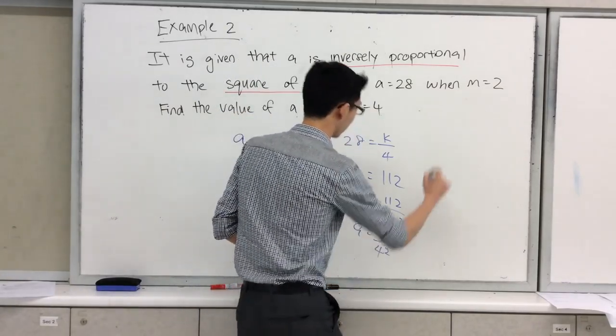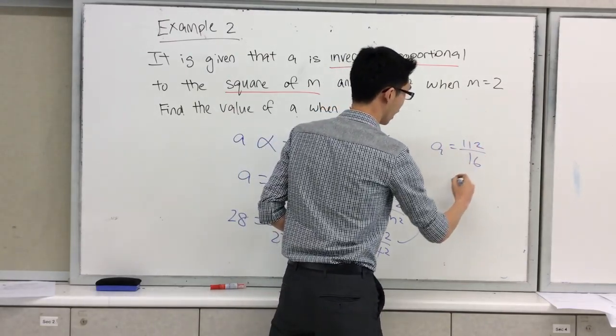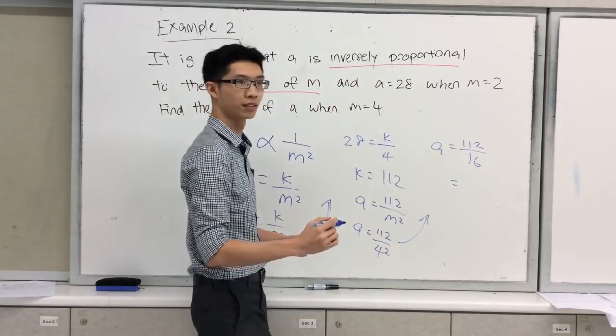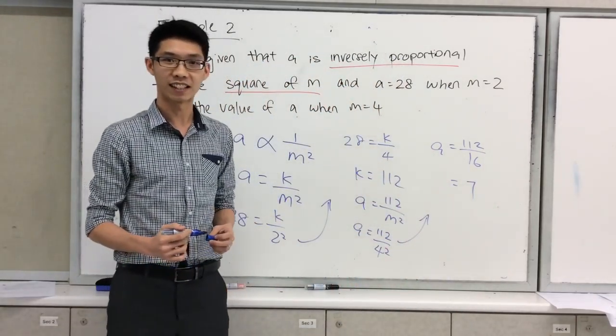So A equals 112 divided by 16, and we have 7. And we solve for A. Understand? Thank you.